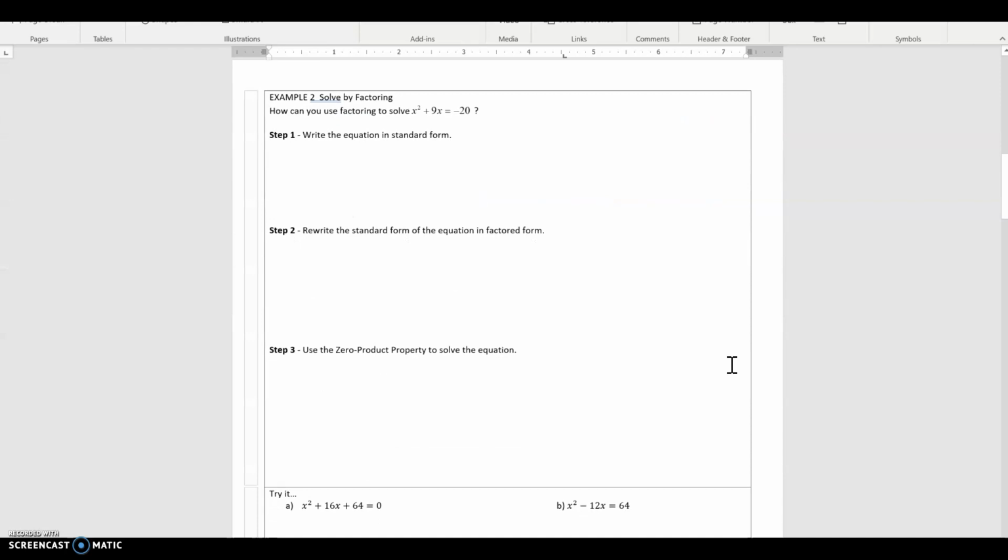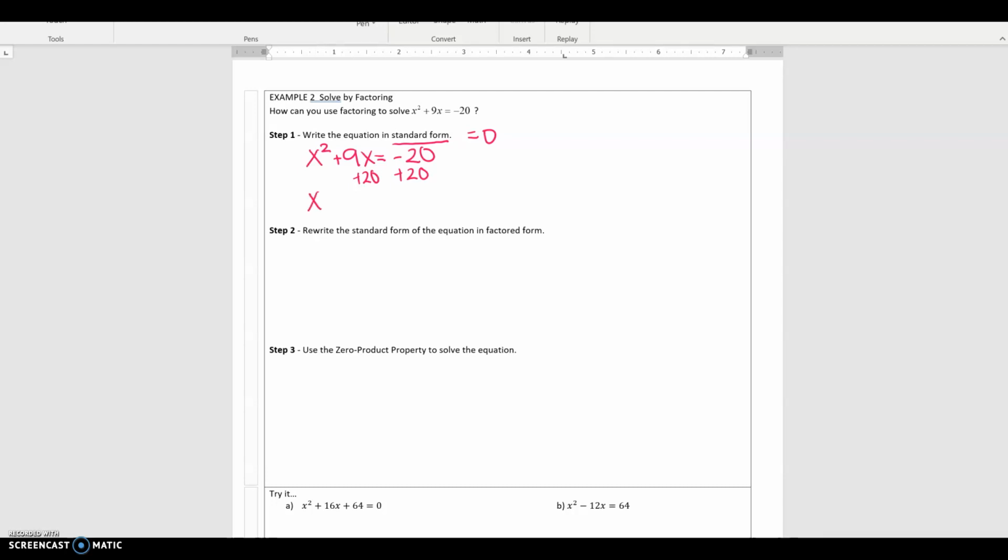Okay, example 2. So now we are given a function and it's not in factored form yet, so we have to go back to some material that we learned in the beginning-ish of the year, and that is we have to factor it. So the first step is to make sure that it equals 0. So when it says standard form, we just got to make it equal 0. So right now we have x squared plus 9x equals negative 20. So we're going to add that 20 to both sides. Now this doesn't have an x, so it's not going to be added to that 9x.